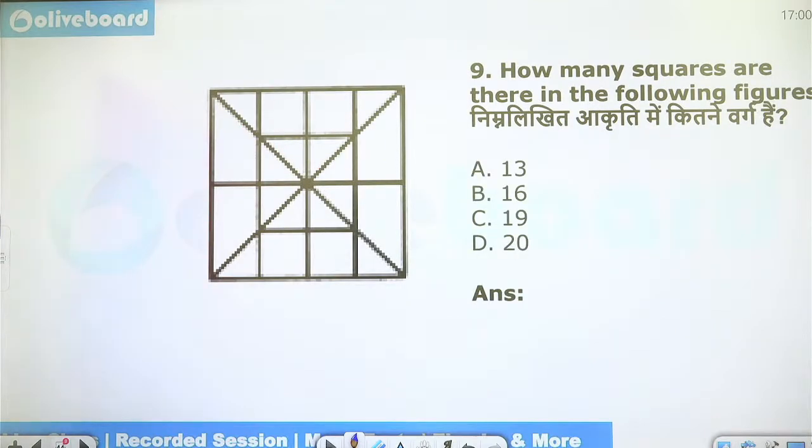Next, how many squares are there in the following figures? Make sure the question is asking you squares, not triangles. Just a few more questions. One more square based question after this, and then one straight line based question, one circle based question, then we'll be done for the day.